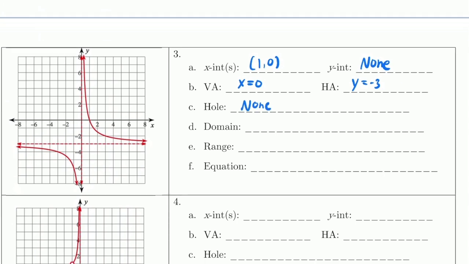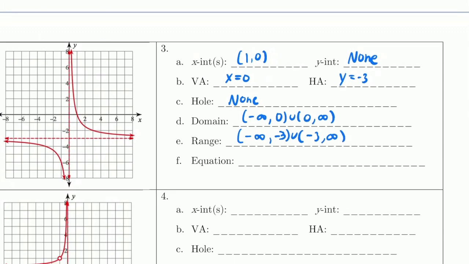So my domain and my range should be a little bit more simple this time. I'm going from negative infinity to my asymptote at 0, union 0 to infinity. And in my range, I'll go from negative infinity to negative 3, union negative 3 to infinity.